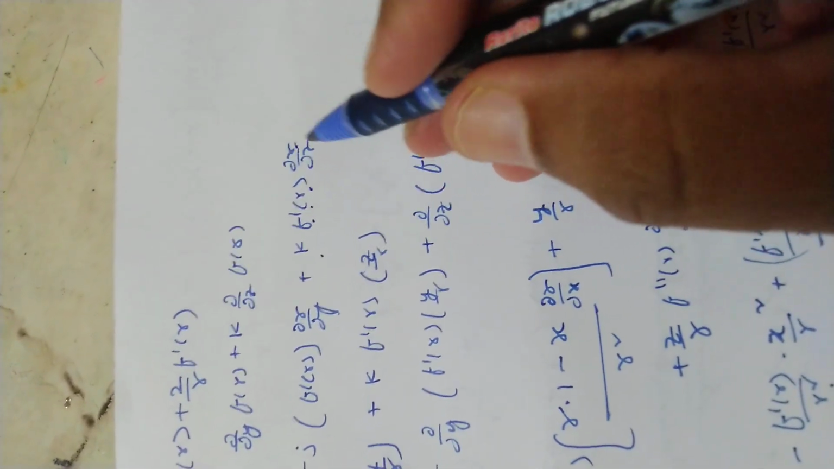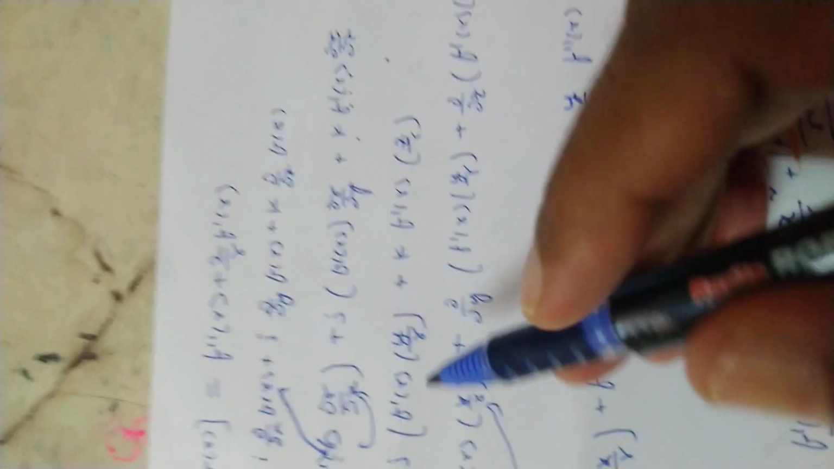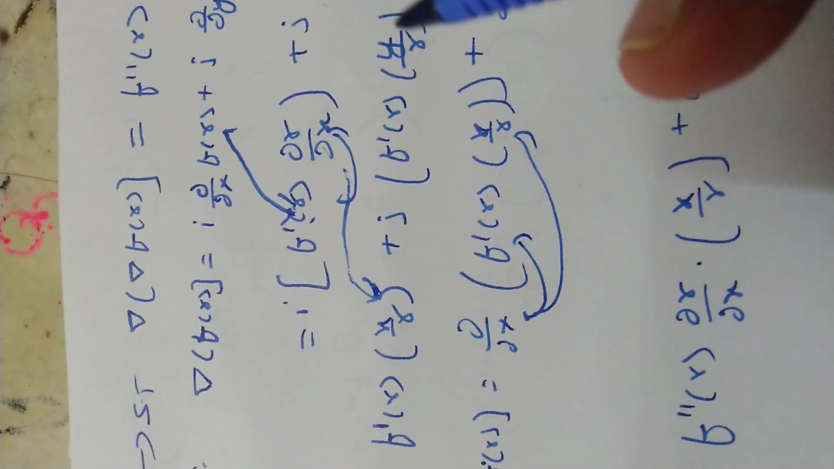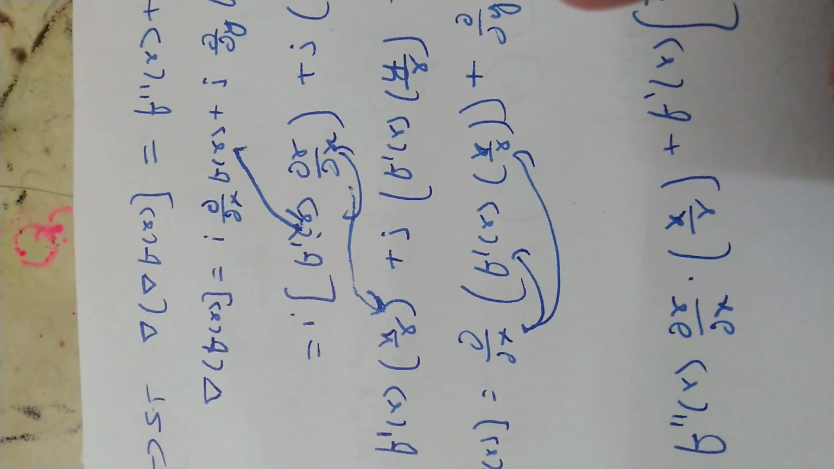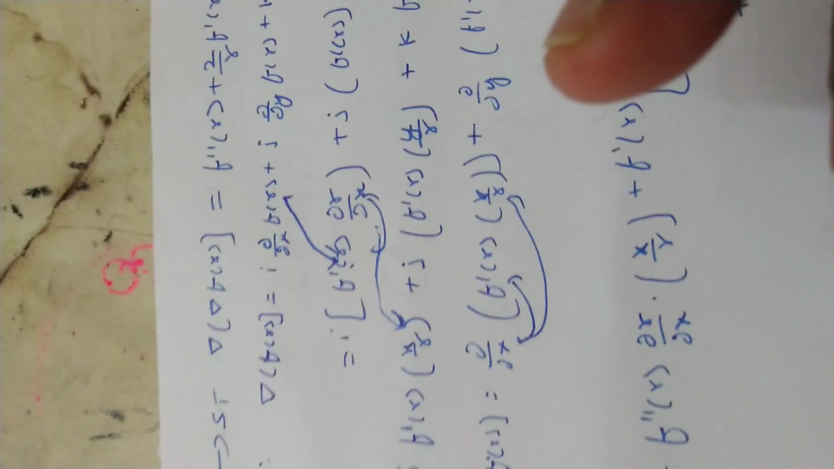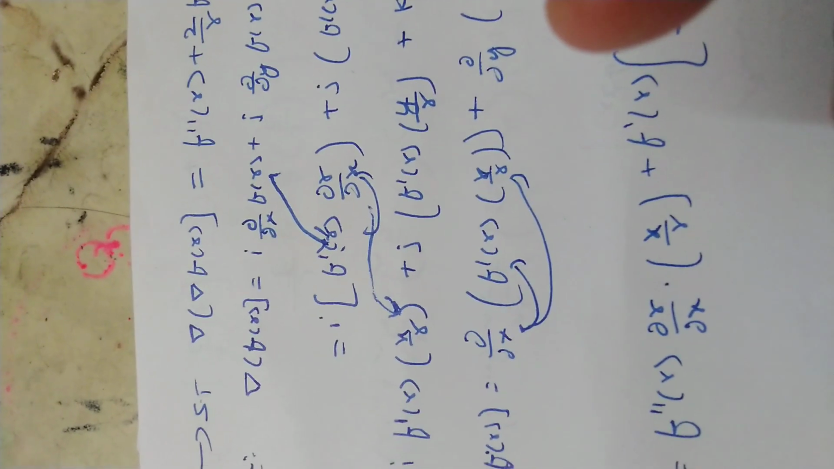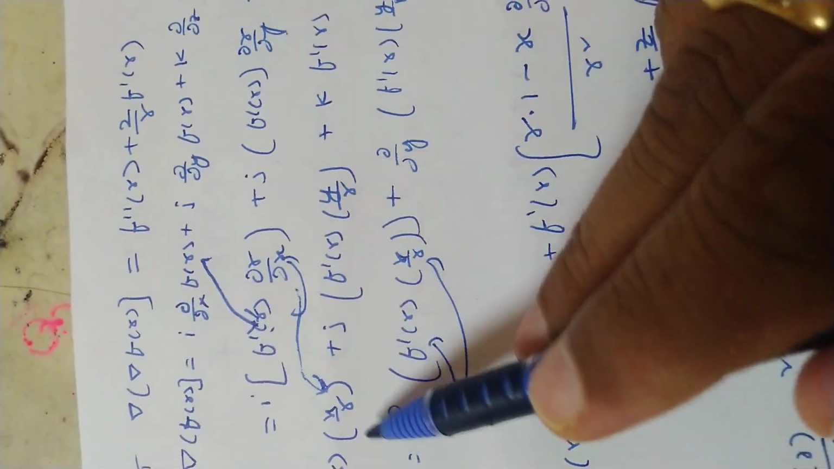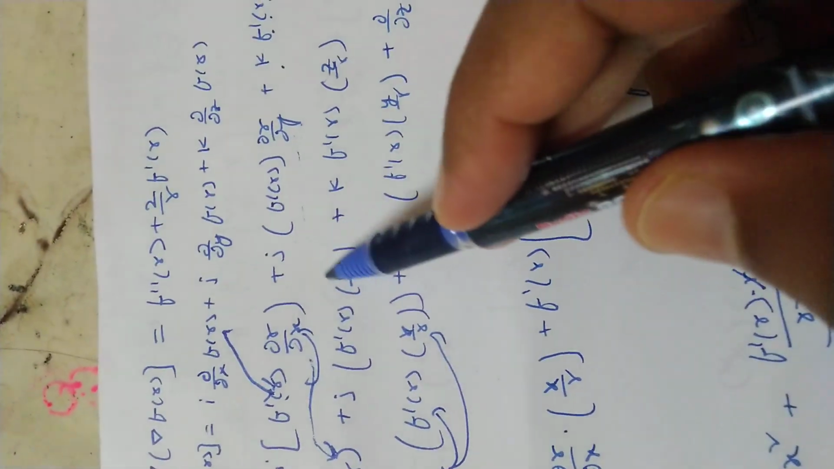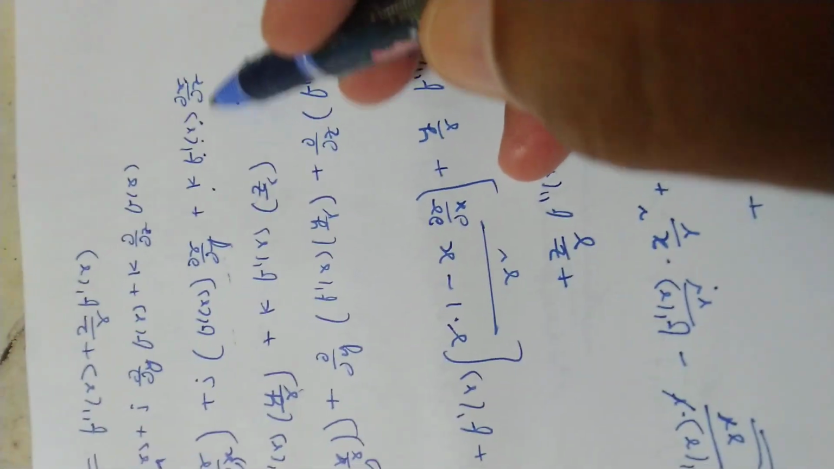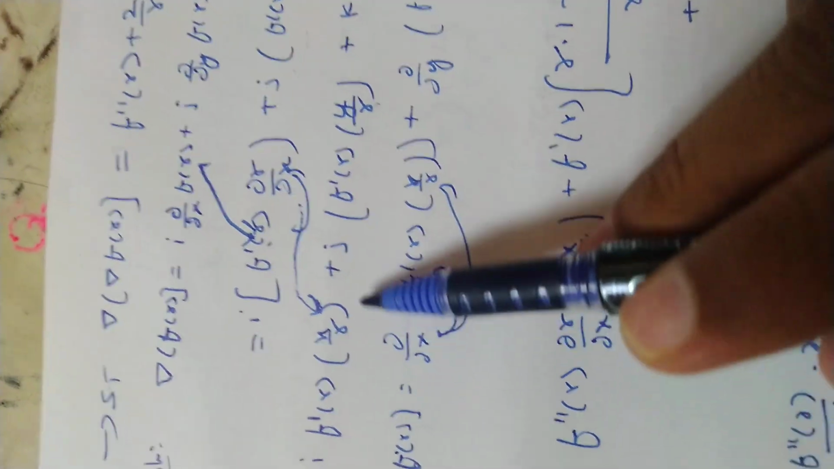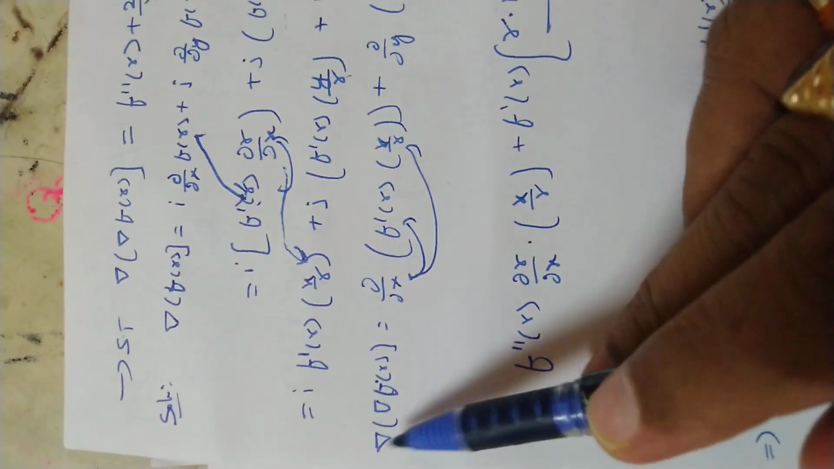Already you know that dou r by dou x, we can substitute as x by r. From earlier videos, you know that r is a positional vector, x i bar plus y j bar plus z k bar, and r square is nothing but x square plus y square plus z square. In that scenario, dou r by dou x is nothing but x by r. Similarly, dou r by dou y is nothing but y by r, and dou r by dou z is nothing but z by r.